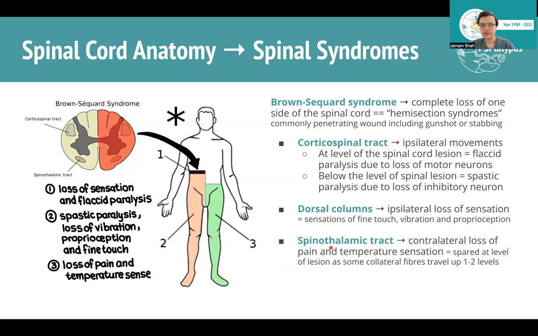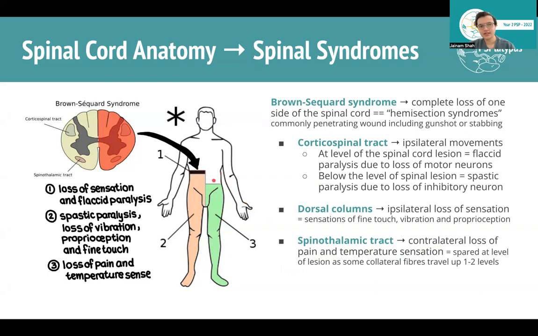And then the spinothalamic pathway. This is a really interesting one. Remember that the spinothalamic tract is contralateral, so it crosses straight away as it goes through the spinal cord. So you will have contralateral loss of pain and temperature sensation, on the other side here. But the cool thing is that you'll see this block here, at the spinal level of the damage, where this part is still fine.